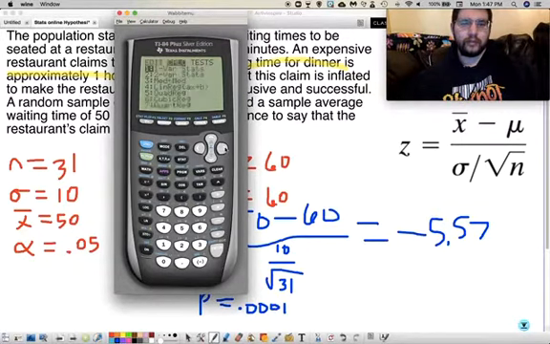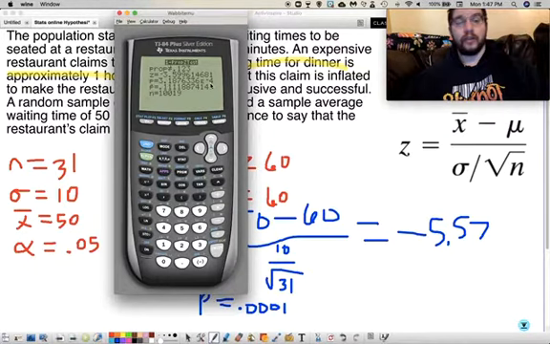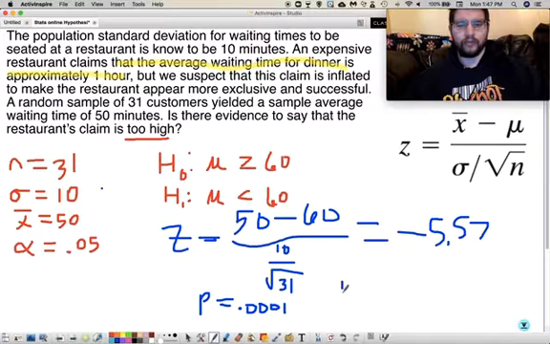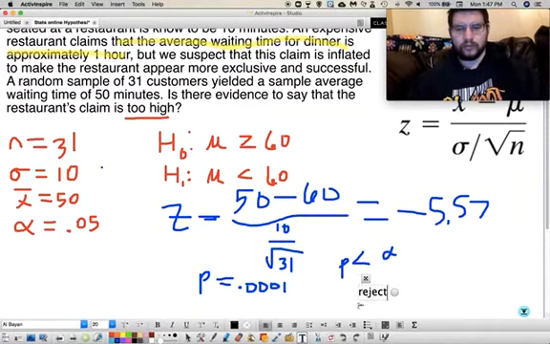Okay, let's see. What if we do a two tail? How sure are we then? Okay, that one only has a decimal followed by 3 zeros and then a 3. Either way, we're rejecting the null. P is less than alpha. We reject the null. That restaurant's lying.